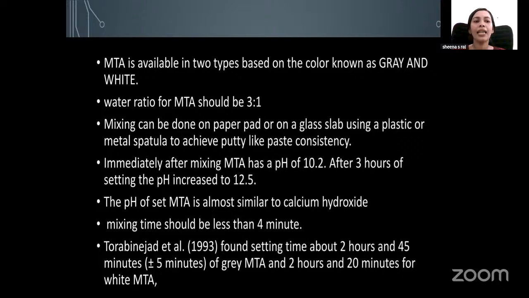The ratio is 3:1. The pH changes from 10.2 to 12.5, and the mixing time is very important. It should not be less than 4 minutes.